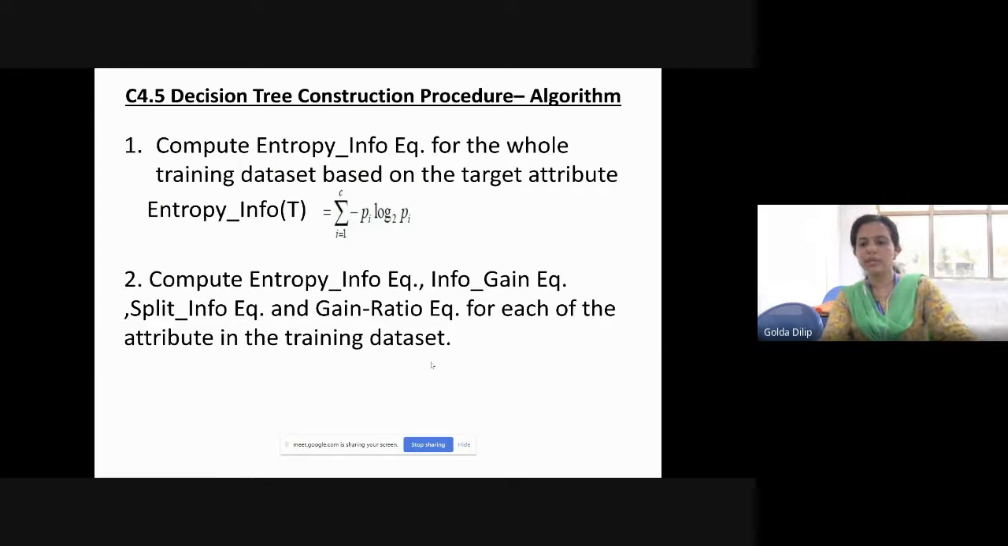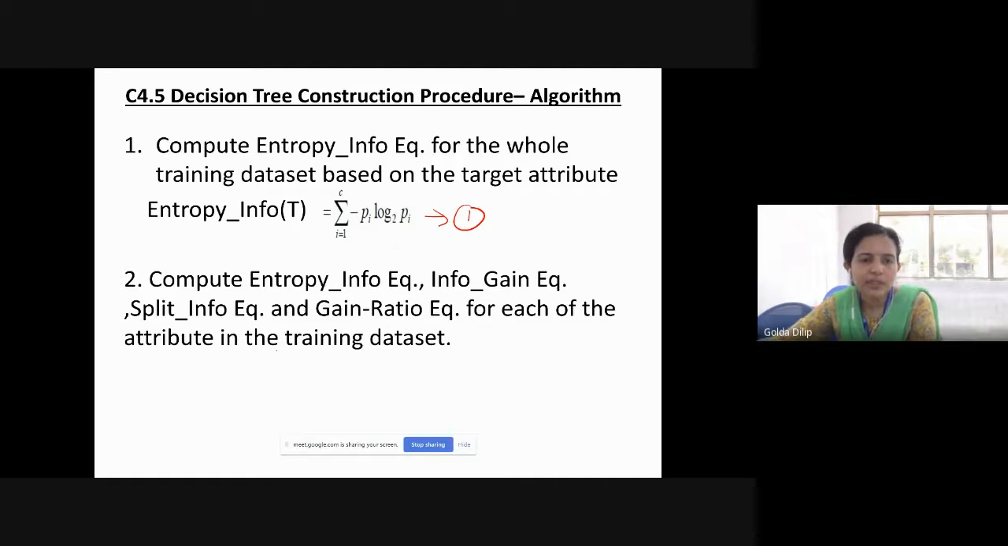Before we look into the example, the tree construction procedure, the algorithm for the C4.5 decision tree. What you basically do is, first you compute the entropy information equation. Is it the same as the previous one, your ID3? It is. This is the same as the previous algorithm's equation, so the first step is the same. You compute the entropy information equation for the whole training data set based on the target attribute: entropy information, the sum of minus pi log pi.